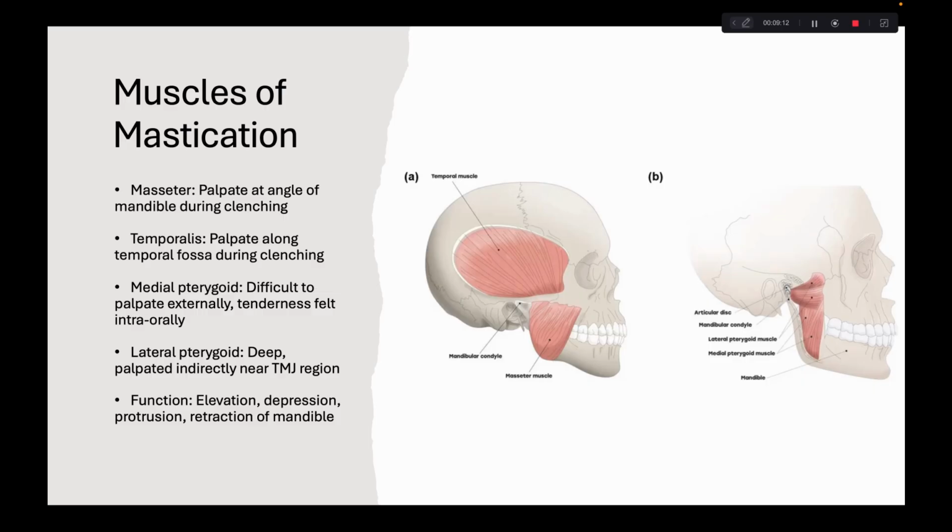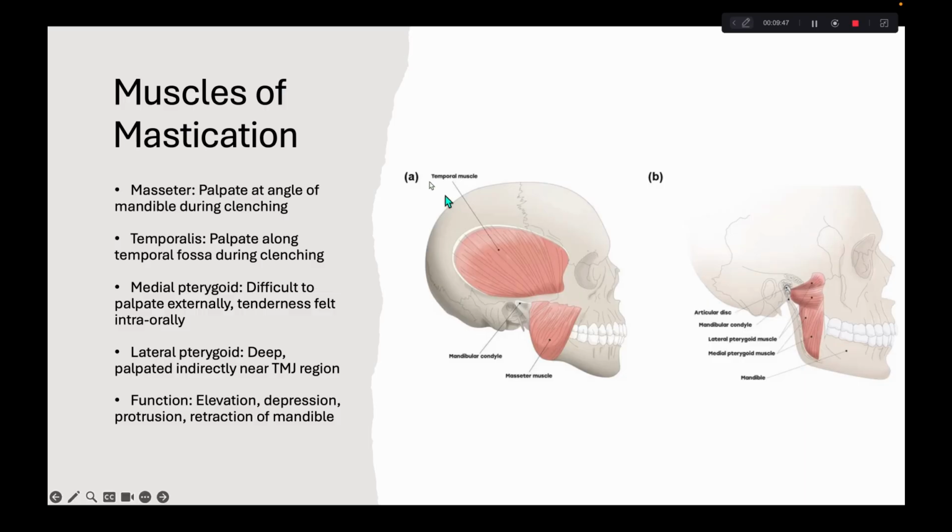Alright, there are muscles of mastication that we're going to go over. Mastication means chewing. So these are the muscles that you need to be able to chew so that you can chew your food, swallow it, digest it, and so on. First, we have your masseter muscle. You can palpate this at the angle of the mandible during clenching. So that's that big meaty section on the side of your jaw. This is the masseter muscle. You can feel it if you clench your teeth. Palpate it. It's nice and meaty.